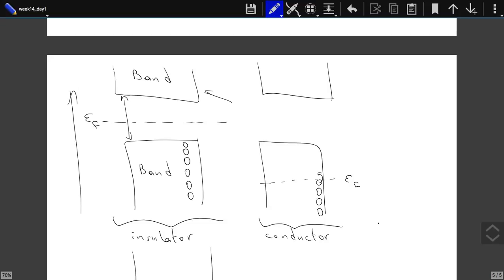I would say both of them are correct. I mean, this will make a conductor because there are states just above the Fermi level that you can excite your electron to. This is also a conductor if you just fill this band, let's say.